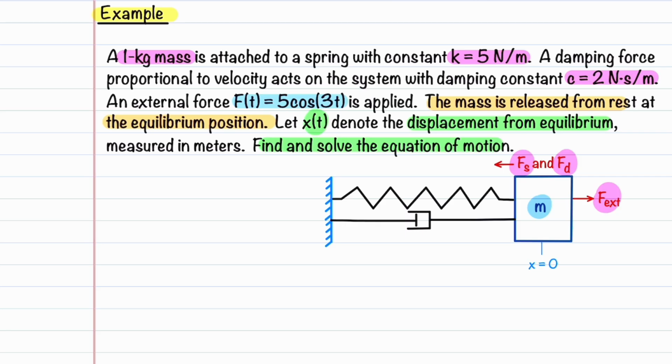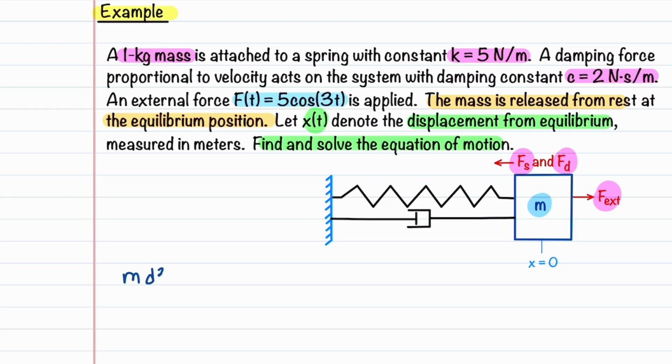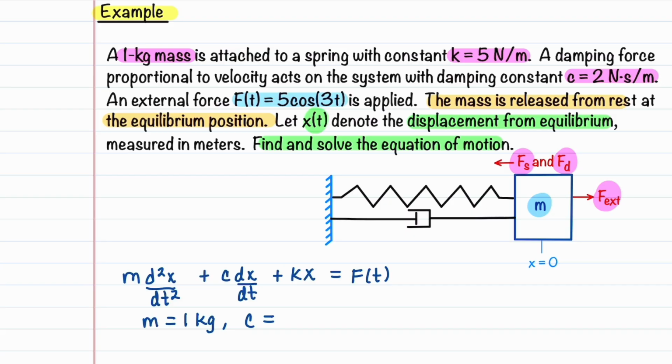The equation of motion is m d squared x dt squared plus c times dx dt plus k times x is equal to our forcing function, which we'll call f of t. Our problem told us that the mass m is 1 kilogram, and our damping constant c is equal to 2 newton-seconds per meter, and k, the spring constant, is equal to 5 newtons per meter.